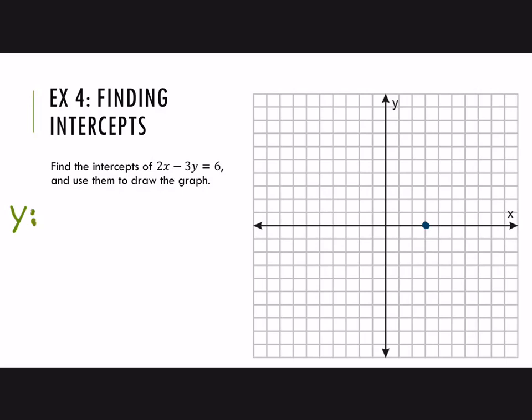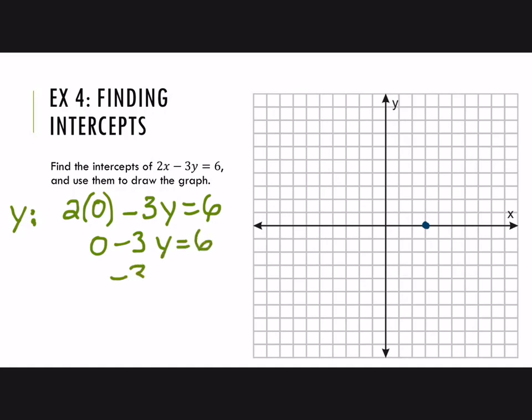Y-intercept, substitute 0 for the x and solve for y. Or just cover up the x term. So then we have 0 minus 3y equals 6, which is -3y equals 6. Divide both sides by -3, and y equals -2. So the y-intercept as a point is the point (0, -2).